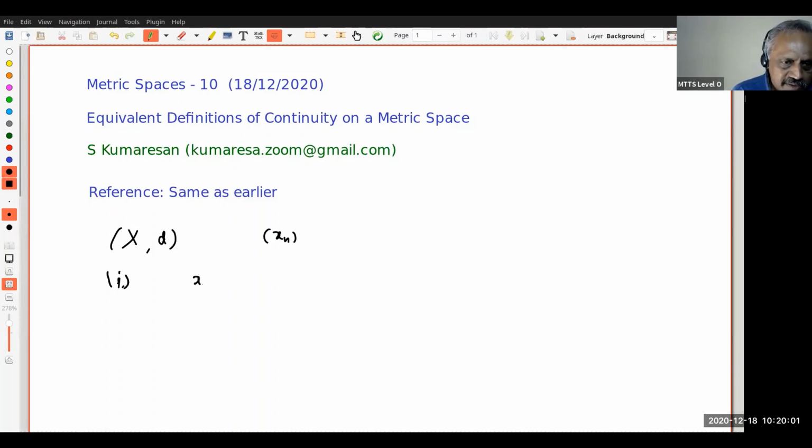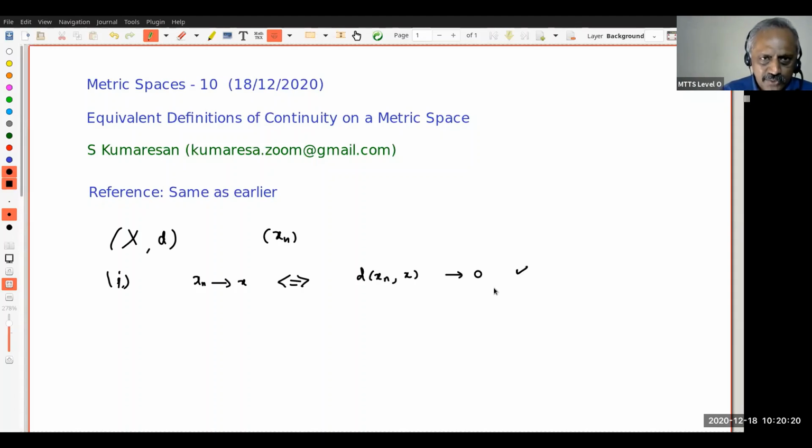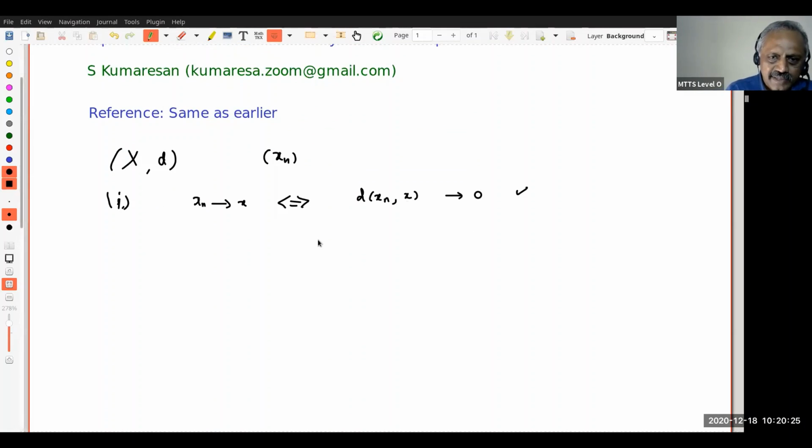Suppose I have a sequence xn which converges to x. Do you see that this is equivalent to saying that the sequence of real numbers d(xn, x) converges to 0? Is this clear to you? This is the first observation I should have made, but as usual, I don't come prepared. When I start lecturing, whatever comes to my mind, I do that. This is clear? Let us quickly go through what this means.